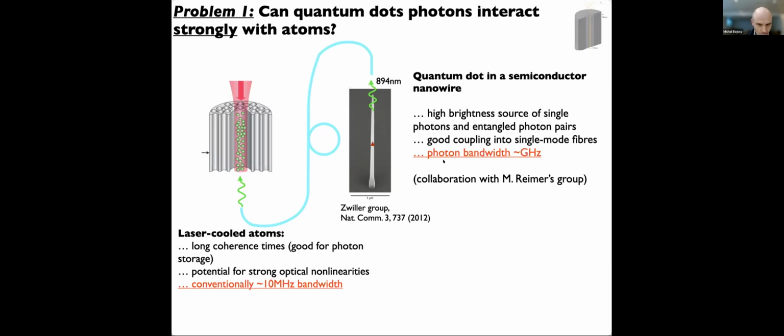The quantum dot that we are playing with, in collaboration with Michael Reimer's group at the University of Waterloo, is a quantum dot in a semiconductor nanowire, which offers a high brightness source of single photons and also entangled photon pairs. Because the quantum dot is sitting in a waveguide, it can be relatively well coupled into single mode fibers. However, there is a bit of a mismatch between this quantum dot and atoms, because the photons emitted from the quantum dot have bandwidth on the order of a gigahertz, which of course presents a challenge, even though this is one of the better quantum dots in terms of its line width.